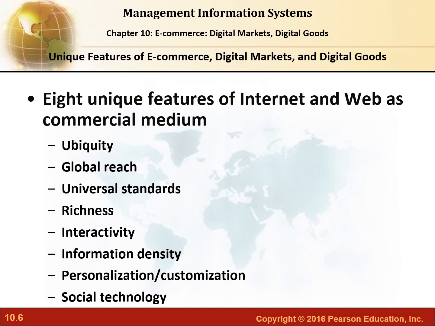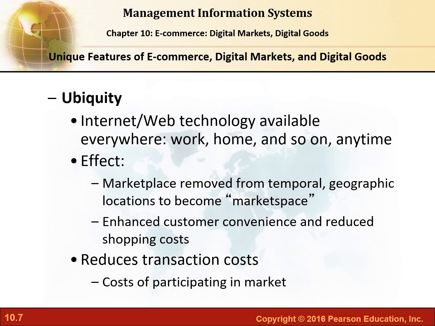Now we'll talk about 8 unique features of internet and web as commercial medium. So you see these are the 8 features we will talk about one by one. Number one is ubiquity. So ubiquity means you can work on e-commerce, or we call work on the system, 24 by 7 from anytime, anywhere. That's why we call this ubiquity. There is no time barrier or no place barrier. And basically there is no geographical barriers, and everybody is engaged on a marketplace that we call the market space.